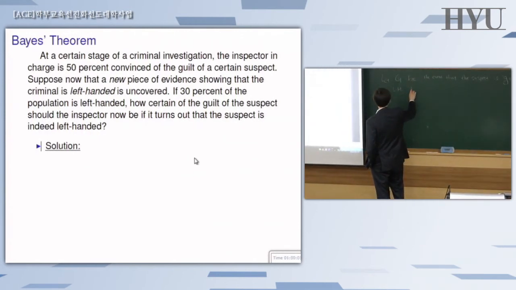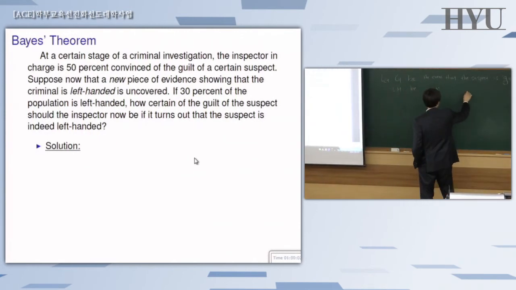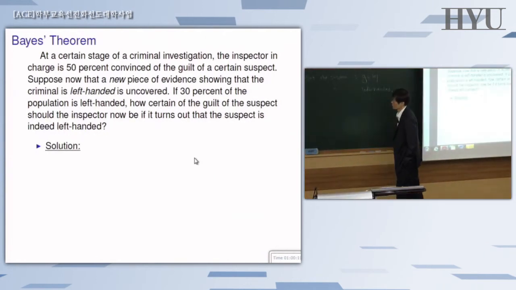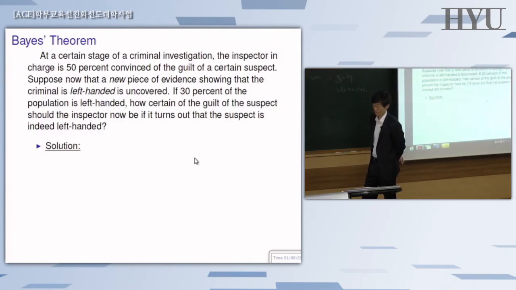The second one would be that he is left-handed. Define G to be the event that the suspect is indeed guilty. And the second event, LH, the suspect is left-handed.